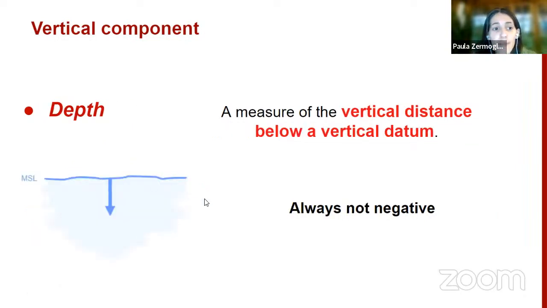On the other hand, when we're talking about depth, depth is a measure of the vertical distance below a vertical datum, and we usually refer to depth when we're talking about water bodies. And so from the surface between the water and the air, we measure depth. And depth is always non-negative. That is either zero or positive. So if we are 10 meters underwater, our depth is 10. It's not minus 10, it's 10. We're always putting it in non-negative values.